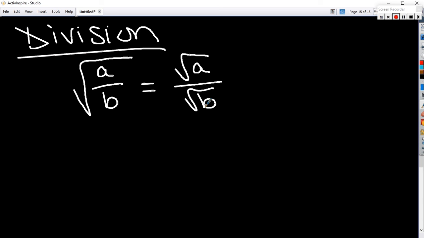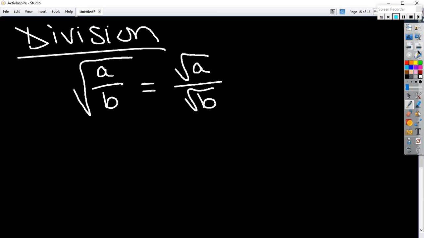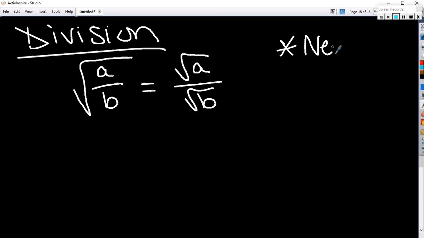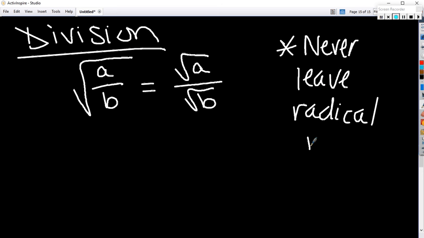Now, I can't have a radical in the denominator, so that's going to pose a problem for me for a lot of things in just a minute that I'm going to show you. But understand I can still break up either way. So the question is, what happens? Never leave a radical in the denominator.